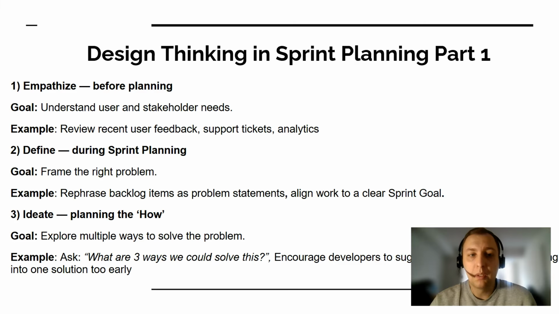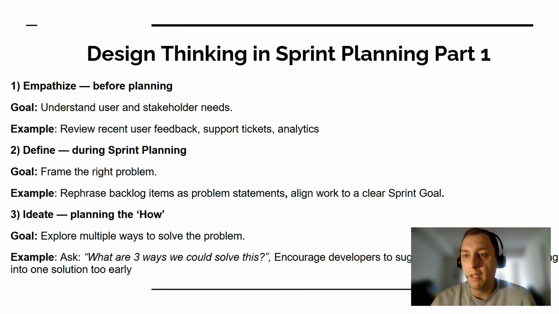And as an example, it could be reviewing recent users' feedback, support tickets, analytics, and so on. So again, real problems. On the next step, which happens during the sprint planning, we frame, right? So we need to frame those real problems into certain user stories, which we're going to work on during the sprint. For example, we can rephrase the backlog items as problem statements and align them with a clear sprint goal. So the more clearly we state the problem, the better it's going to be for reaching the sprint goal.